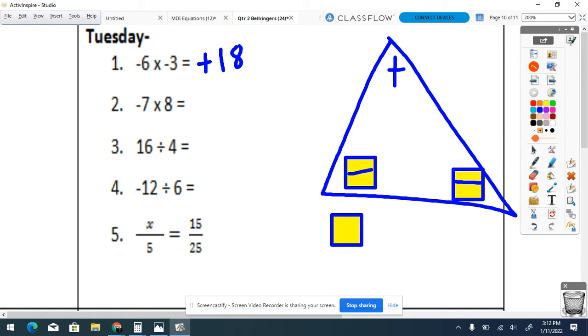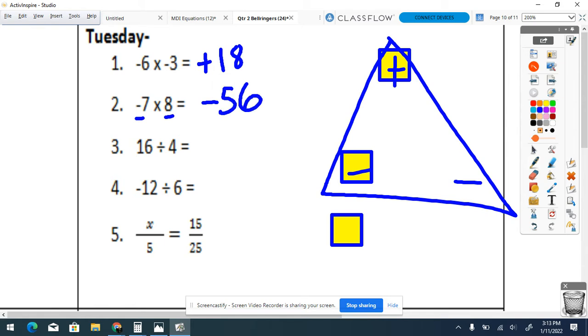Let's look at number 2. I have negative and positive. So I cover up a negative, I cover up a positive, and I'm left with negative. And 7 times 8 is 56. So my answer is negative 56.